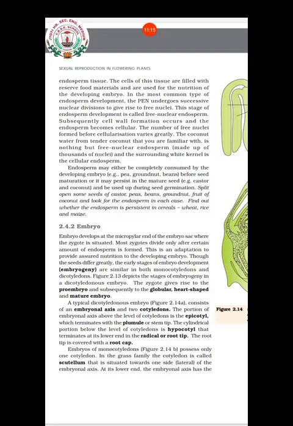So in the common one, what happened? The PEN. What is PEN? The primary endosperm nucleus undergoes successive nuclear divisions. Okay, means the nuclear divisions will not be followed by cell wall formation. Means a number of nuclei will form. So this kind of endosperm development is known as free nuclear endosperm development. Okay, first one nucleus will get divided into 2, then 4. Likewise, the nucleus will divide, and it will not be followed by cell wall formation.